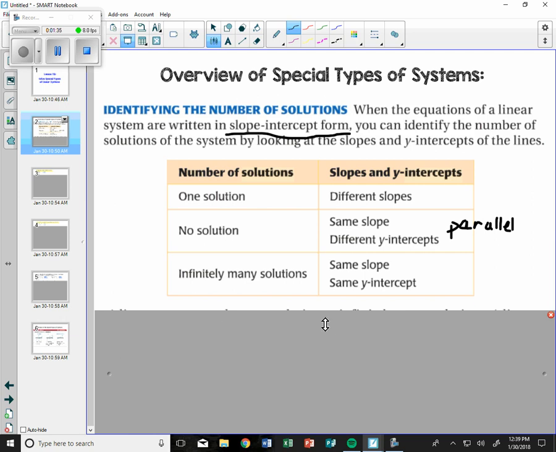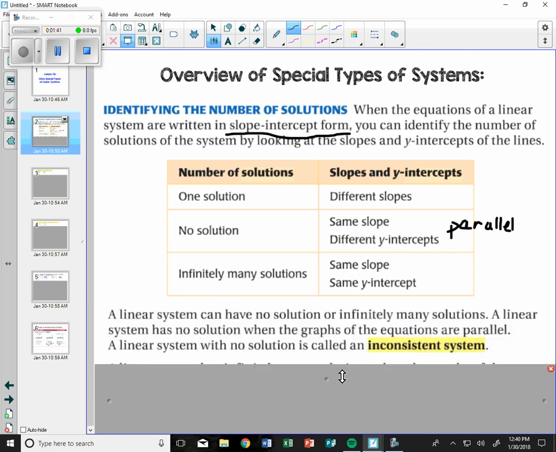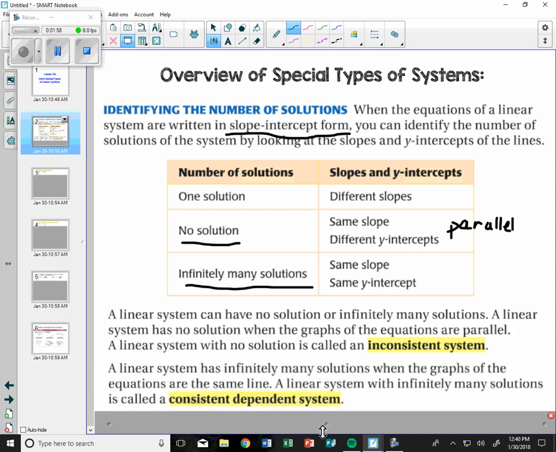There are specific vocabulary words that go along with having no solution and with infinitely many solutions. If you have no solution, this is called an inconsistent system. They don't cross, it's inconsistent, there's no solution. If you have infinitely many solutions, it's called a consistent dependent system. So be familiar with these terms. They're not widely used in word problems, but I do want you to be aware of what I'm talking about if I ever say an inconsistent system or a consistent dependent system.